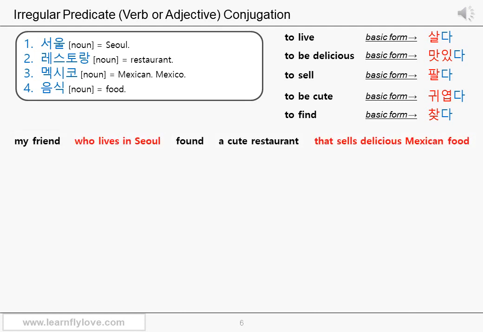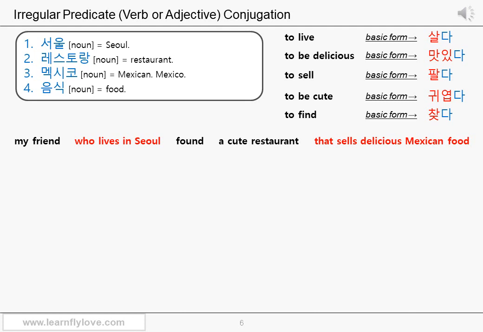My friend who lives in Seoul found a cute restaurant that sells delicious Mexican food. Please understand if it sounds a little bit weird. Please don't ask what a cute restaurant is. You know, cute. We just try to put as many verbs and adjectives that conjugate regularly as possible.